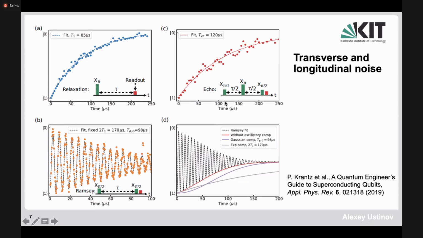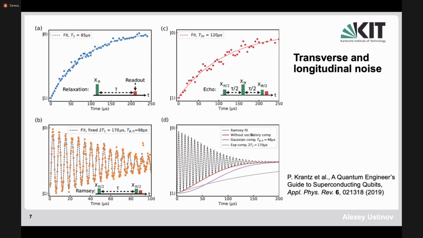And then if you want to measure the time T2, you apply a pi over two pulse to bring the system to the equatorial plane of the Bloch sphere. And then you let the system evolve over time, which you, of course, vary. And then you apply in the middle a pi pulse, which will be the echo-type refocusing process. Then the system will start rotating back under the influence of the same type of noise. And this decay will be exponential.